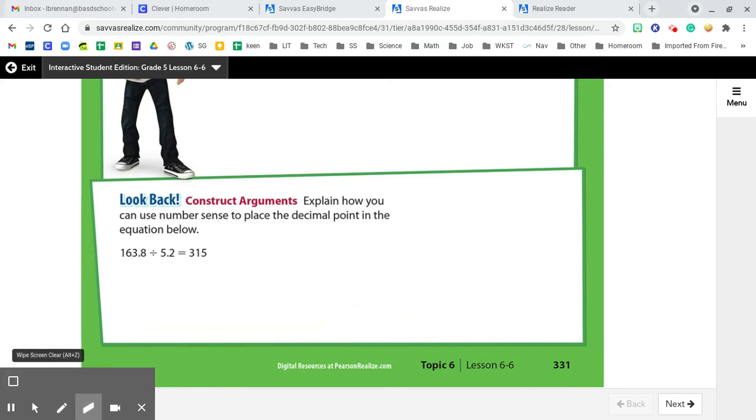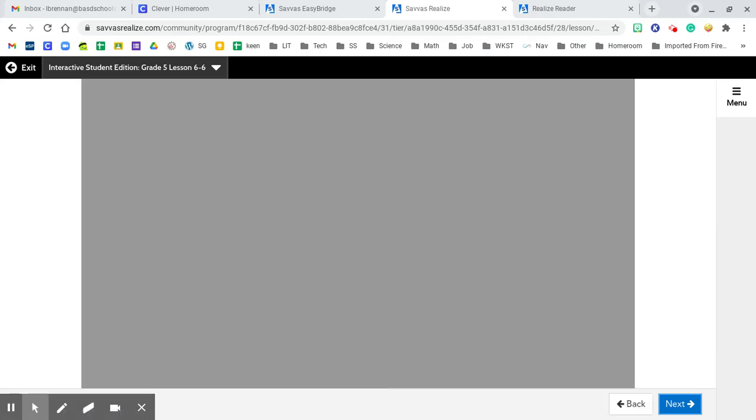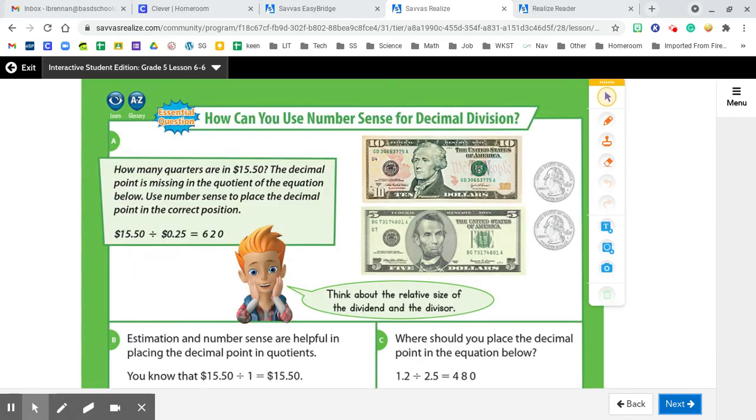Okay. Moving ahead. How can you use number sense for decimal division? So remember, we are using those strategies of compatible numbers to help us solve this. How many quarters are in $15.50? The decimal point is missing in the quotient of the equation below. Use number sense to place the decimal point in the correct position.